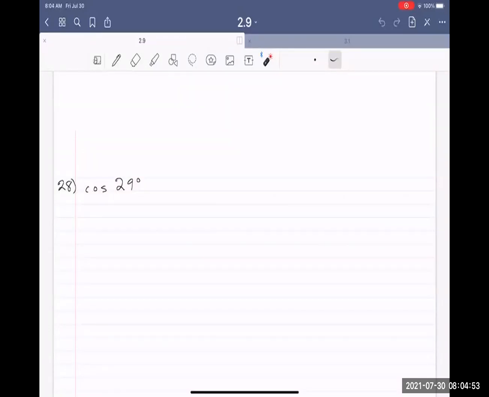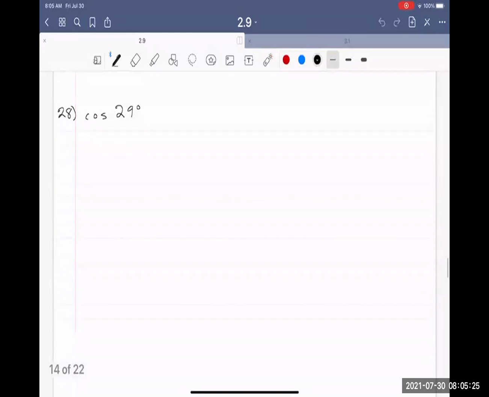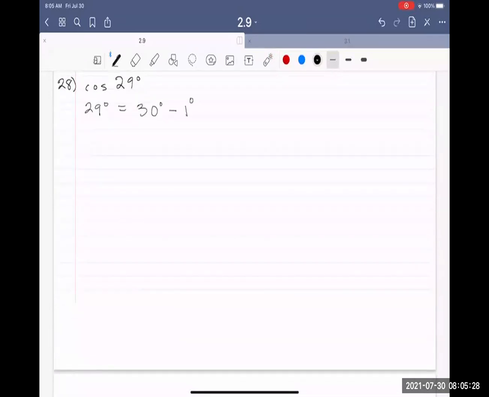Is there something near cosine of 29 degrees that I can calculate? Well, I probably can calculate cosine of 30 degrees, so I want to use that to calculate cosine of 29 degrees. I want to use the fact that 29 can be written as 30 degrees minus 1 degree, and then use my differential approximation.